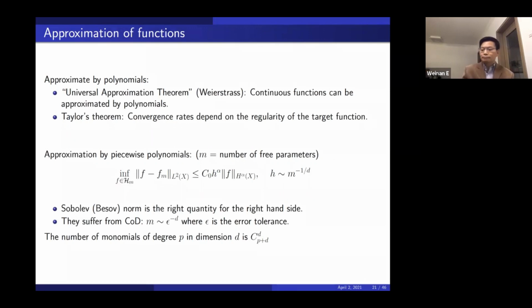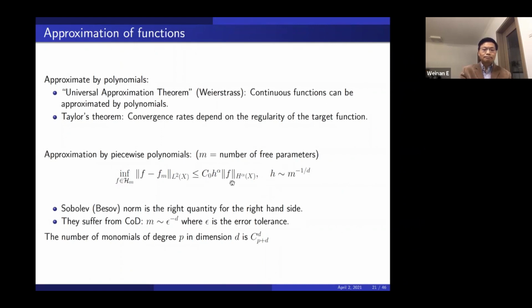Of course, there are lots of things that we don't understand, but let me just address these issues. Well, let's start with approximation of functions. After all, what's really going on is that now we can approximate very high dimensional functions, some classes of very high dimensional functions. Well, first of all, let's go to the classical setting. We try to approximate functions by polynomials or piecewise polynomials. There's a universal approximation theorem, the Weierstrass theorem, which tells us continuous functions can be approximated by polynomials on compact sets uniformly. And then Taylor's theorem tells us that the convergence rate of this approximation depends on the regularity of the target function, how many derivatives there are.